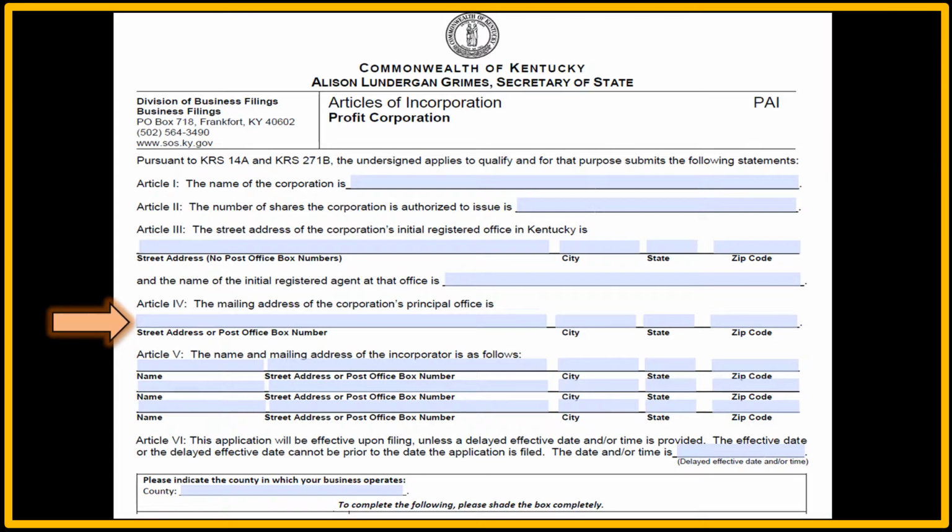The Kentucky form also has a place for the mailing address of the corporation's principal office. This can be an address that is in Kentucky or outside of Kentucky. This is not the registered office. This is just where the Secretary of State will send notices if the corporation wants it to go to someone other than the registered agent or to the registered office. So if your headquarters are outside of the state, you might put that address here. If your registered office is the same as the principal office, then you just repeat your registered office here.